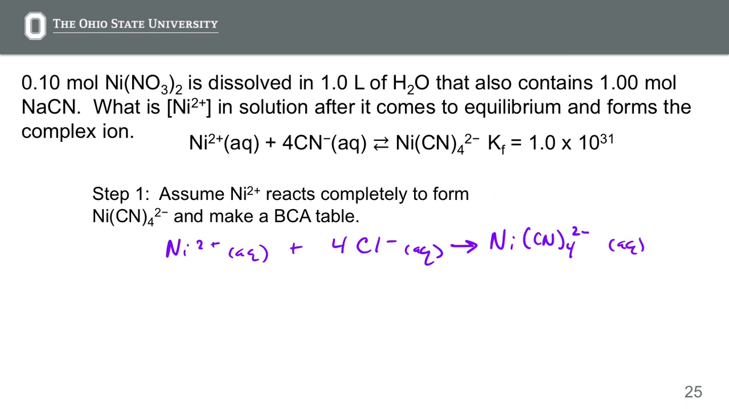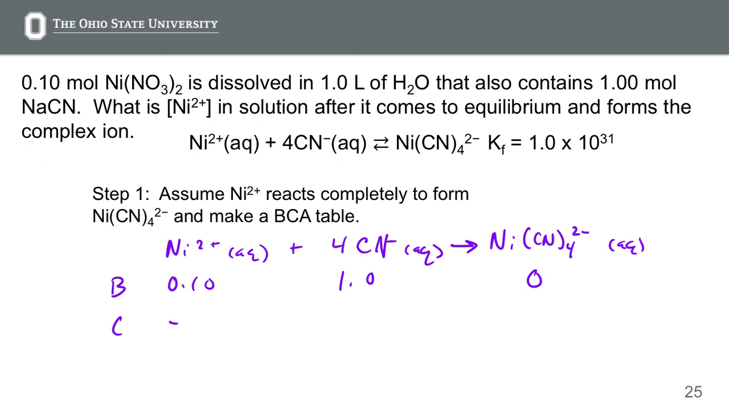So now we're going to do a BCA table. We know our nickel concentration, or excuse me, we know our moles of nickel. We do moles in BCA. We have 0.1 moles of nickel, and we have 1 mole of sodium cyanide. That should be an N. And initially, or before, we have 0 moles of product.